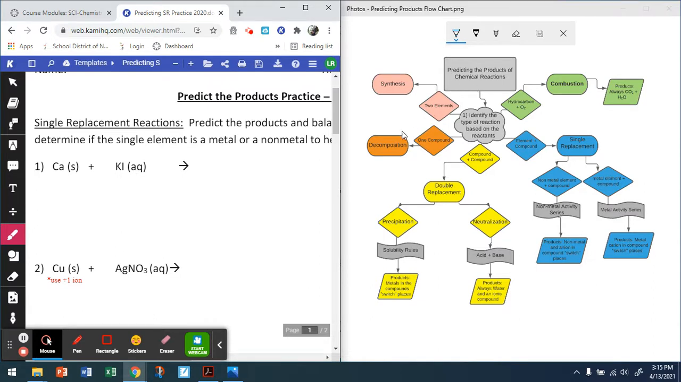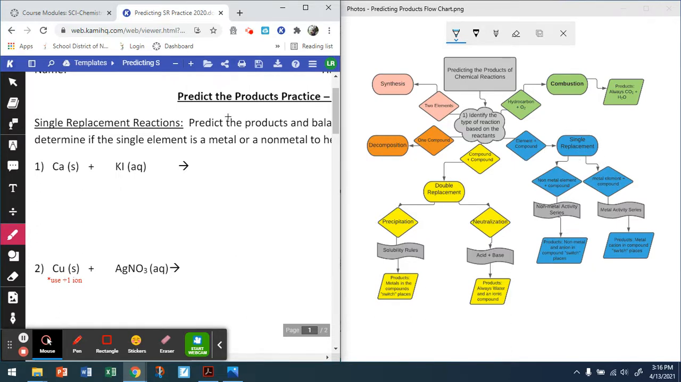So that means we're not looking at two elements. We're not looking at one compound. We're not looking at two compounds. Here I see an element and a compound, and I'm confirming this is not a hydrocarbon plus O2. So we are looking significantly at single replacement.